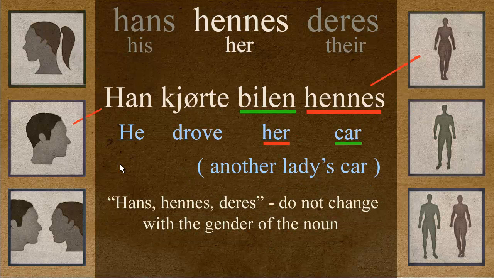So, hennes here, right? Han kjørte bilen hennes. And you probably already knew this, right? I mean, this one really makes sense. He drove her car. But it's just a system. It's fitting in with a larger system. Even though you may be familiar with this or it makes sense to you, it's part of a larger system, and I'm kind of just explaining how that system works here.